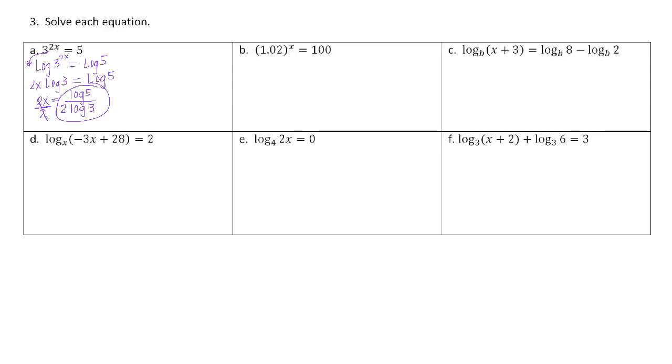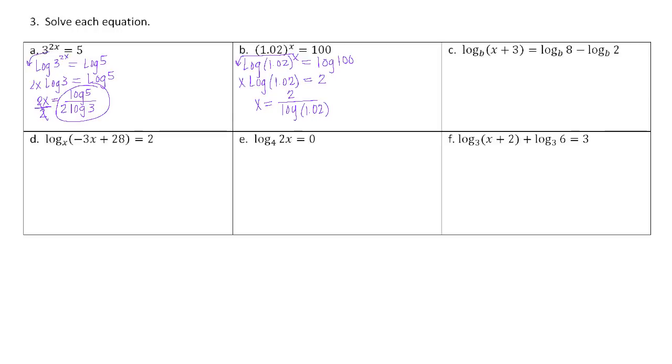Same process over here. So here we're going to do log of both sides. So I have log of 1.02 raised to the x equals log 100. And you're welcome to change that to 2. This x value does move to the front. So that's going to be x times log 1.02 equals log of 100 is 2. Divide both sides by log of 1.02, so x equals 2 over log of 1.02.